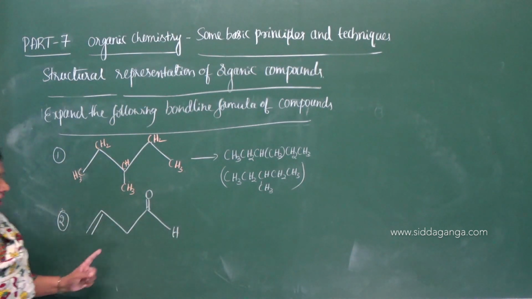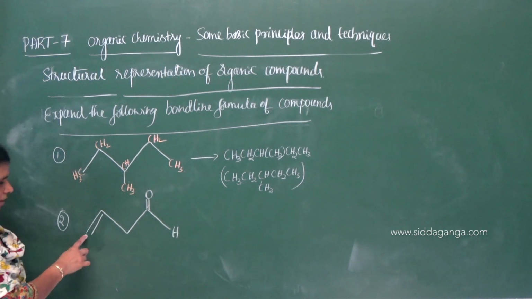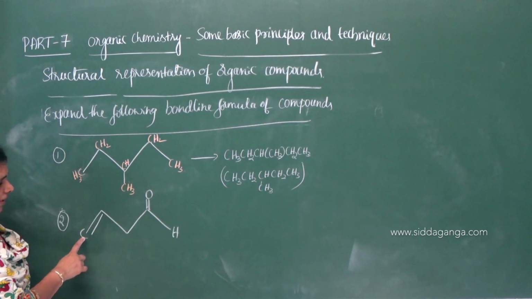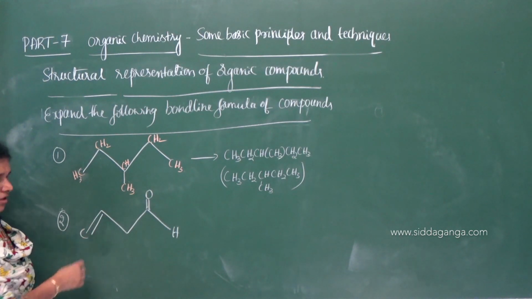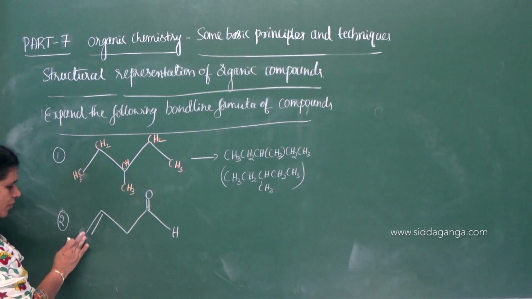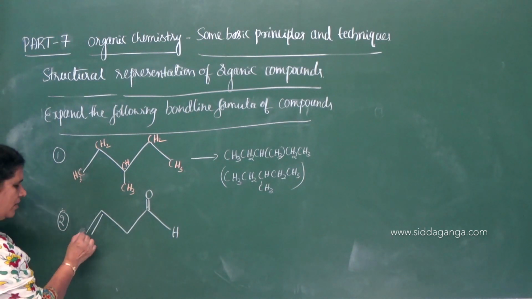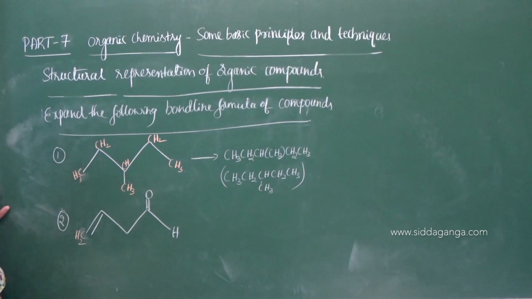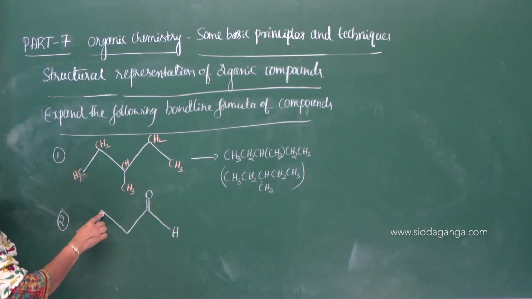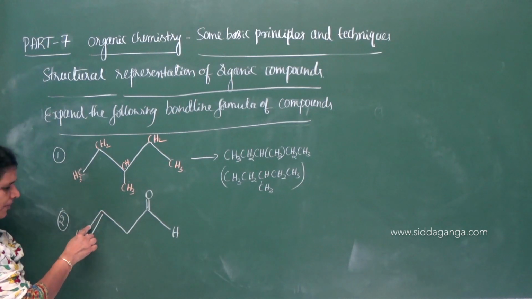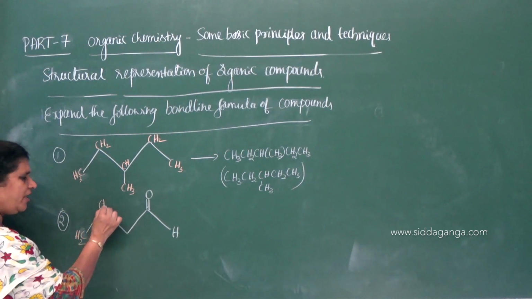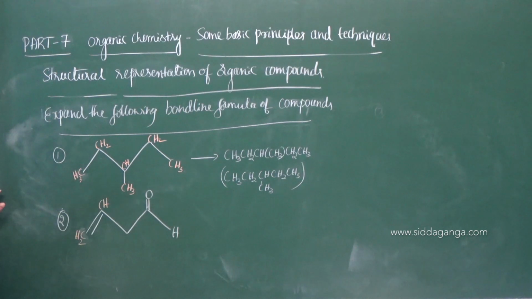So this is the bond line formula given. Here we have carbon, but the terminal end is not CH3 here because it is already forming two bonds. Two bonds means a double bond. Therefore, this unit will be CH2. And look at this carbon. This carbon is forming 3 bonds, therefore this unit will be CH, left with 1 valency that is satisfied by 1 hydrogen atom.